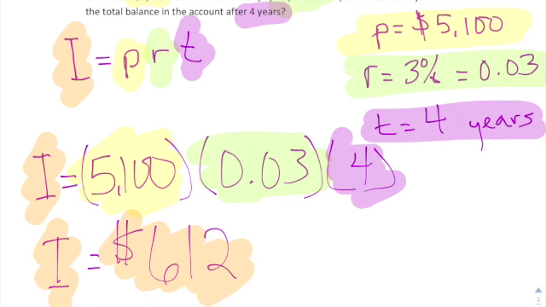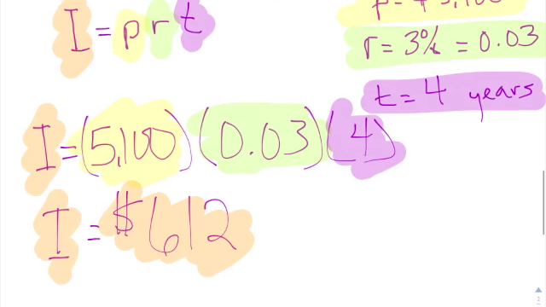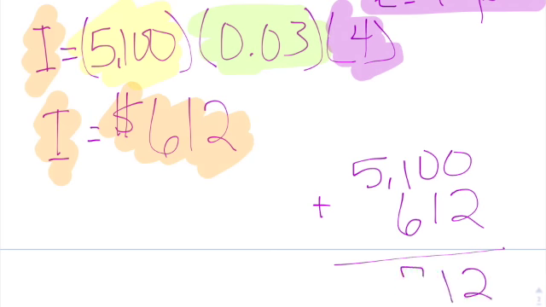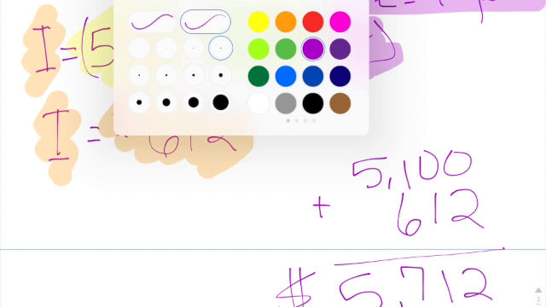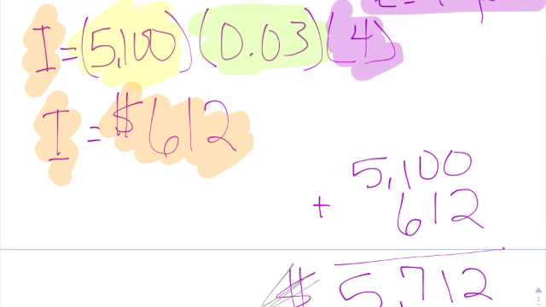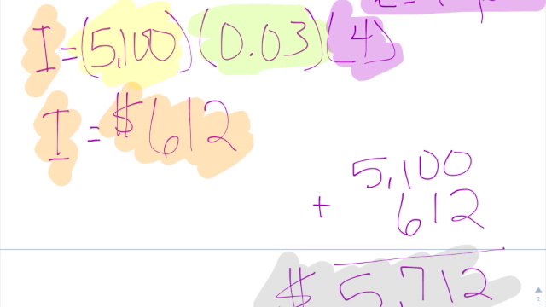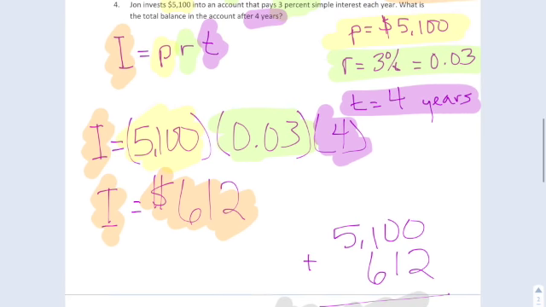But it says, what is the total balance in the account after 4 years? Well, the interest is not the only money in the account after 4 years. I still keep that principal. So to find that total, I need to do $5,100 plus my $612. All right, and my total, let's do my total in gray. My total is $5,712.